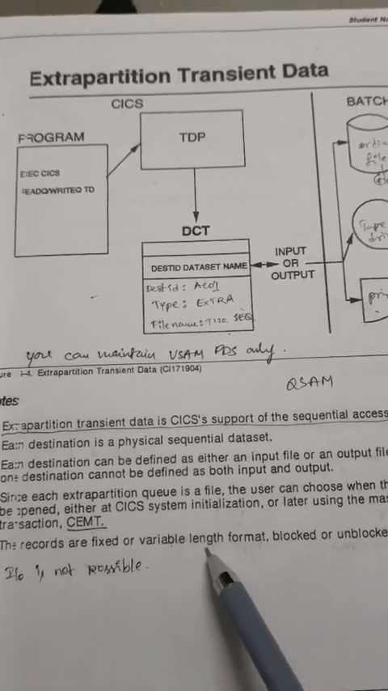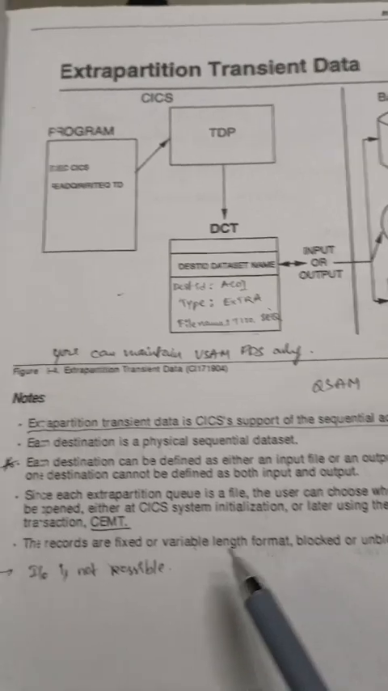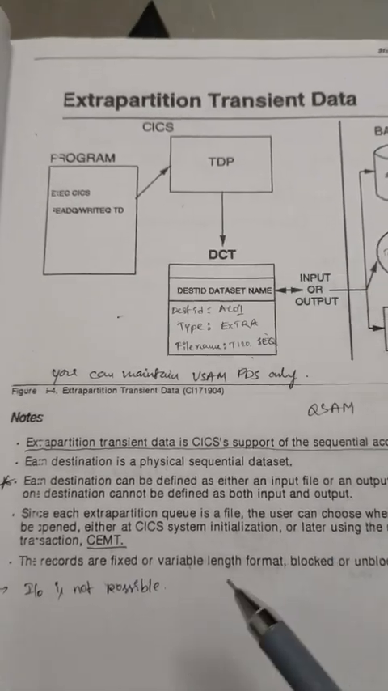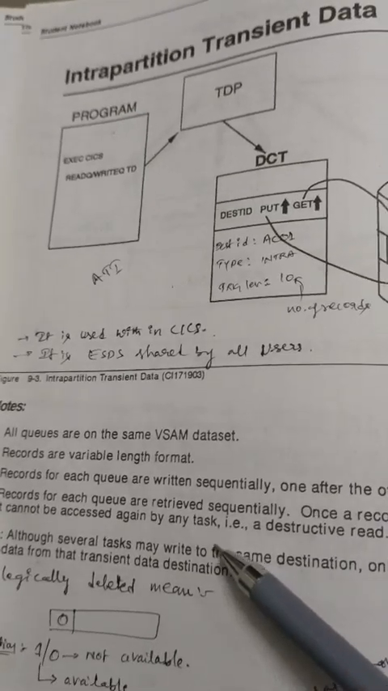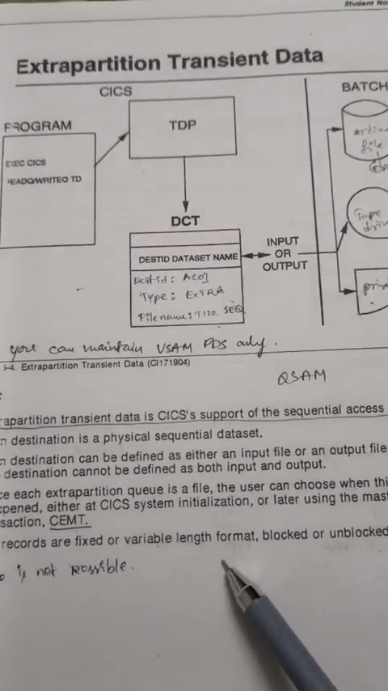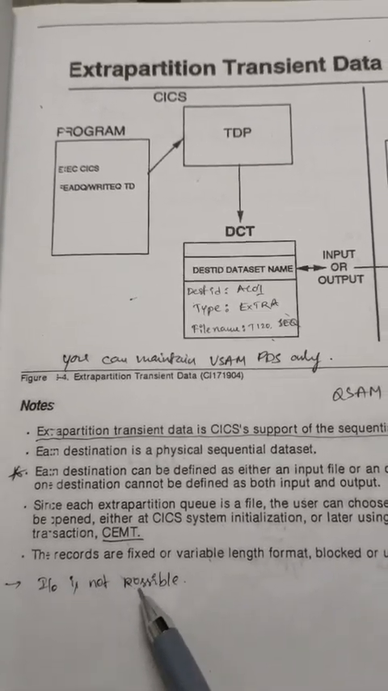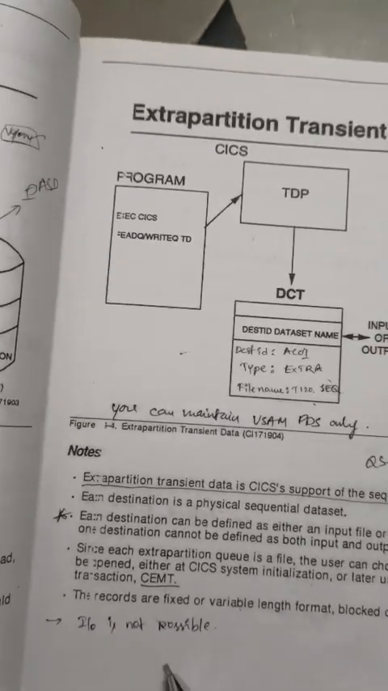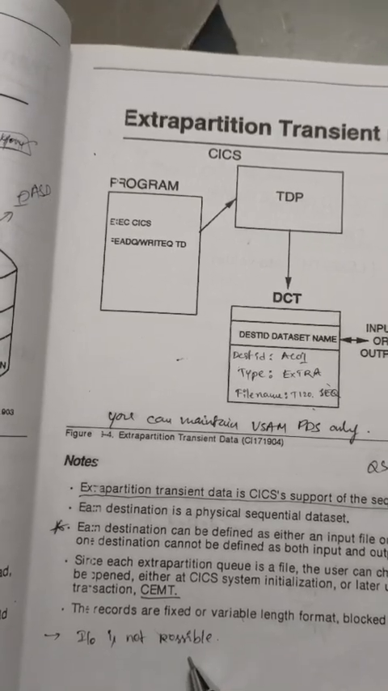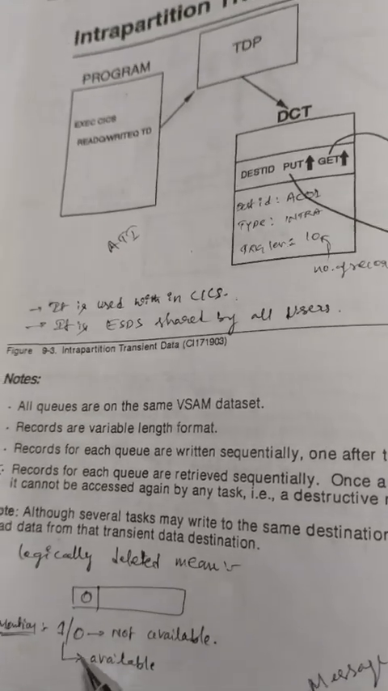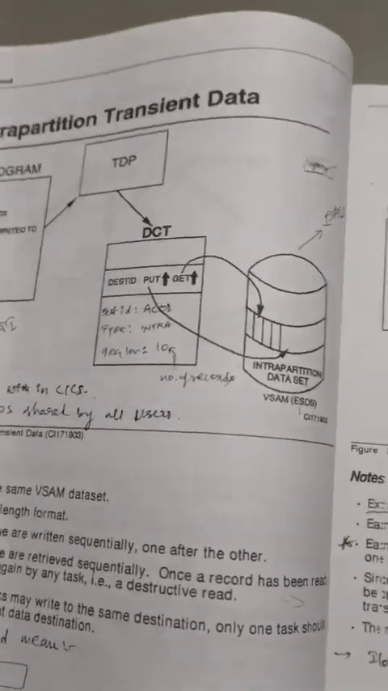The records are fixed or variable length format, blocked or unblocked here. Friends, this is the advantage of extra partitions. Earlier we saw that records were only in variable length format, but extra partitions support fixed or variable length format. Here you can see that IO is also available.